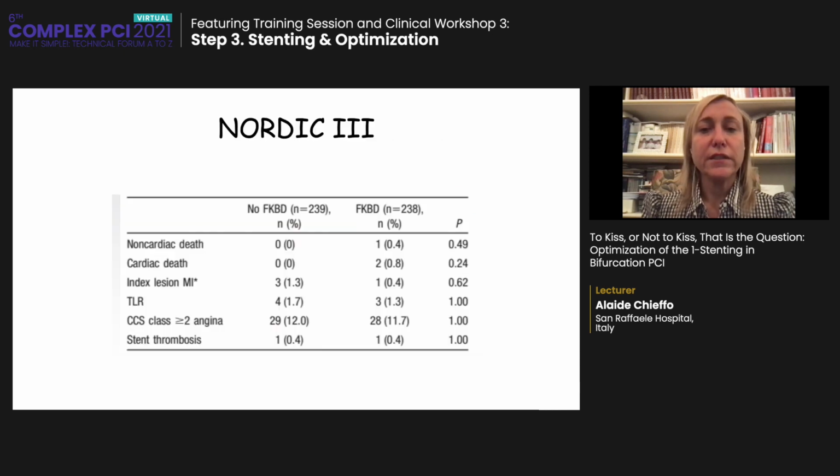In the Nordic 3, kissing balloon inflation versus non-kissing balloon inflation was evaluated in provisional stenting, so in a stepwise approach, with stenting first in the main branch and then re-evaluation after that. In that case, there was no difference in the occurrence of major adverse cardiac events, performing or not performing final kissing balloon inflation. However, in a sub-analysis taking into account only true bifurcations, there was an impact of final kissing balloon inflation.